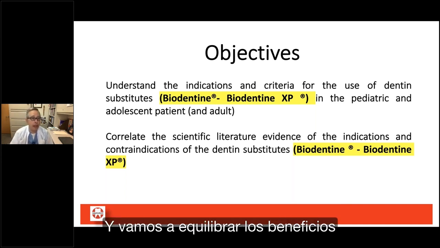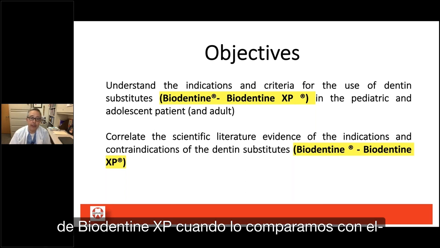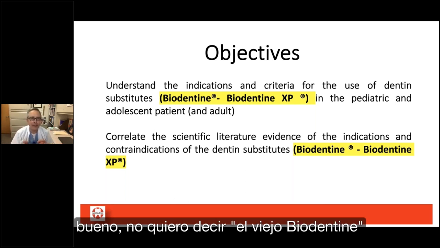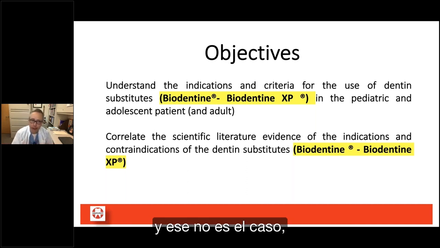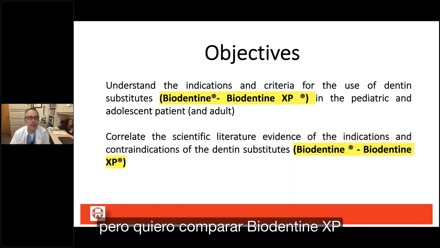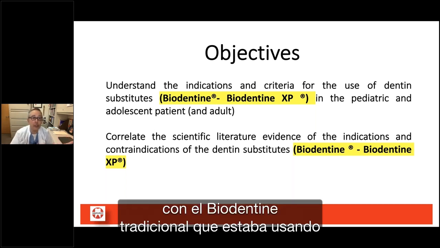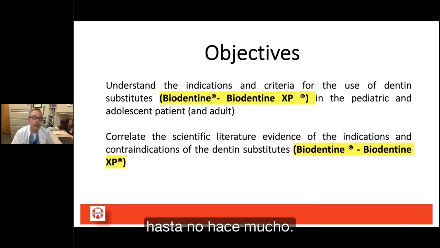And we are going to balance the benefits of Biodentine XP when we compare it with, I don't want to say the old Biodentine, because it sounds like an old material, which is not an old material. But I want to compare Biodentine XP with the traditional Biodentine that I was using until not too long ago.